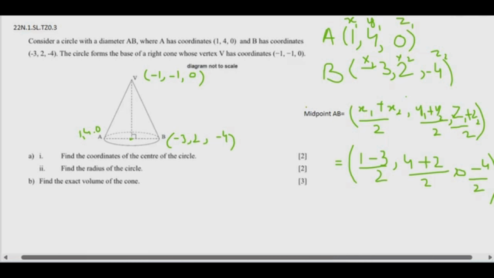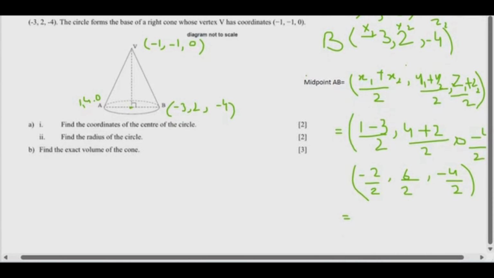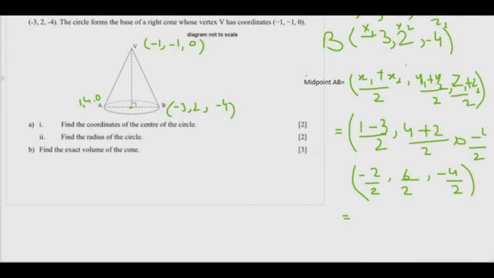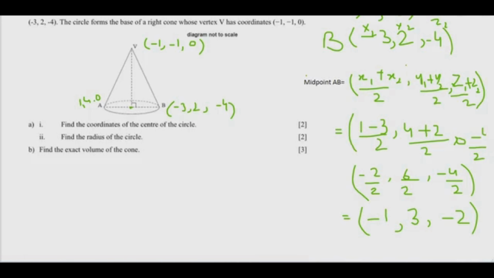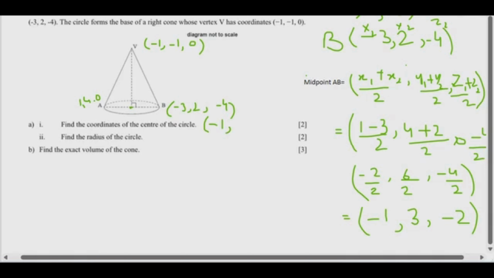1 minus 3 is what? Minus 2. So it will be minus 2 out of 2. It will be what? 6 out of 2. And it is minus 4 divided by 2. Now we can also simplify it, right? So minus 2 divided by 2 becomes minus 1. 6 divided by 2 is 3. Minus 4 divided by 2 is minus 2. So this is the answer for part A, number 1: minus 1, 3, minus 2. Just by putting down these, solving this question, you secured 2 marks.